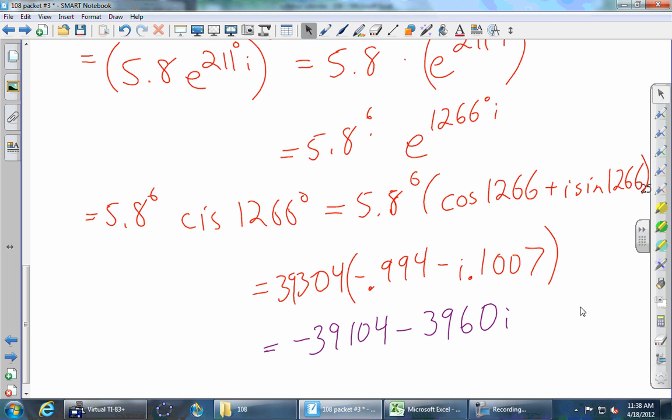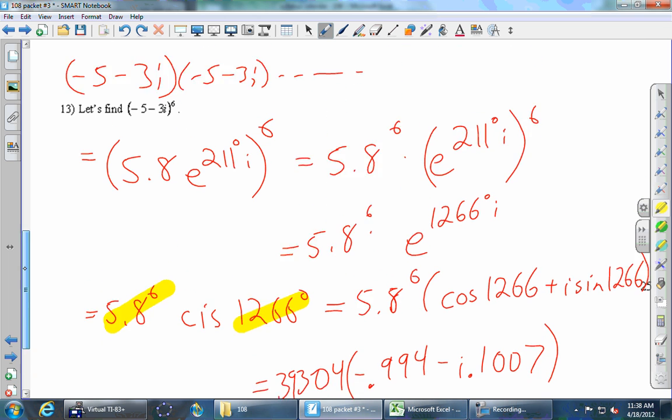You could also have graphed it from here. Let's go back from here: 5.8 to the 6th, and then at an angle of 1266 degrees will land you on the same point. It's just telling you how far to walk from the origin at an angle of 1266 degrees.